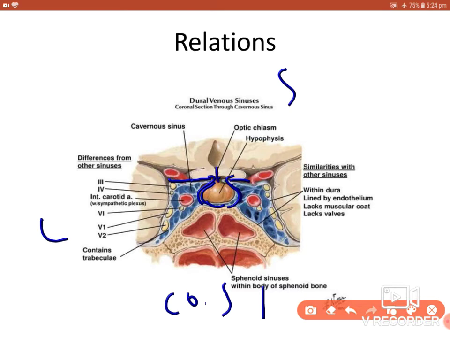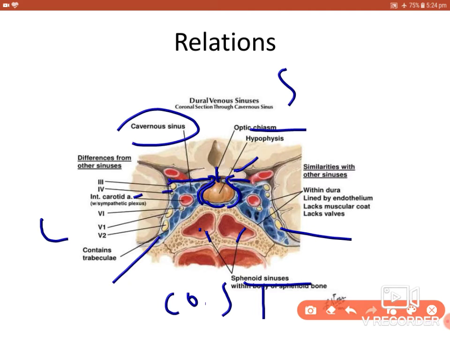Superiorly, the relation is the optic chiasma. Inferior relation, you can see the sphenoid sinus. Laterally, there is a venous channel, the cavernous sinus. It contains the internal carotid artery, then the oculomotor and trochlear nerves, then the ophthalmic and maxillary divisions of the trigeminal nerve. Additionally, you can see the abducens nerve. These are cranial nerves, and also the sympathetic nerve plexus. That forms the lateral relations.